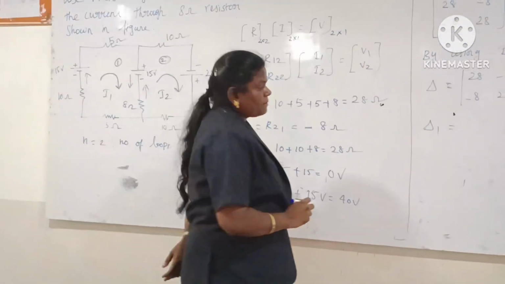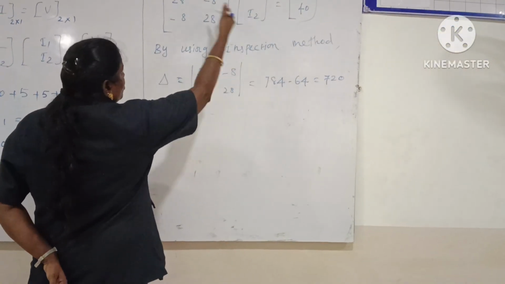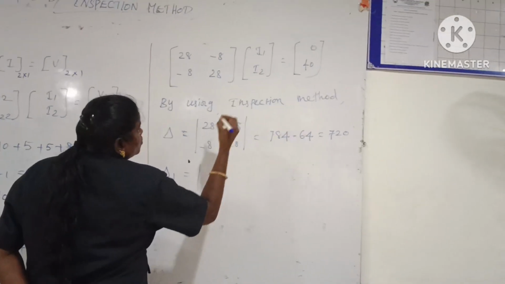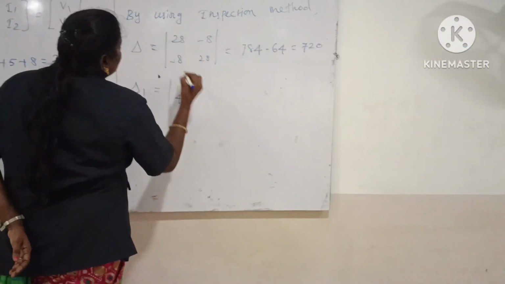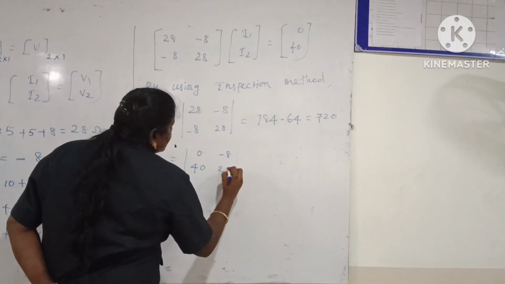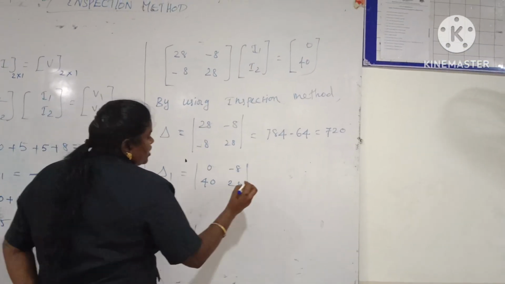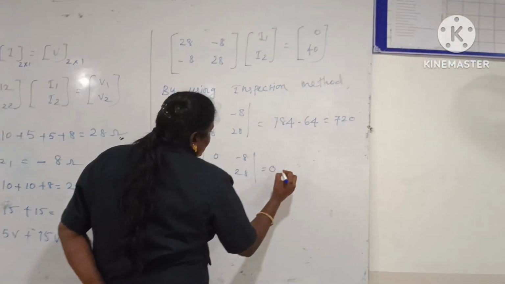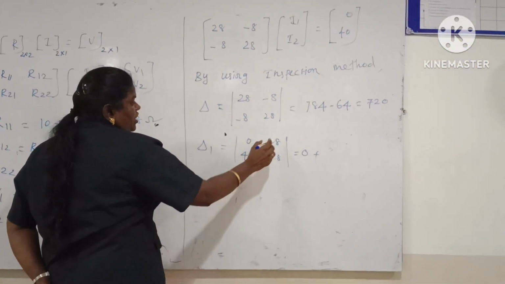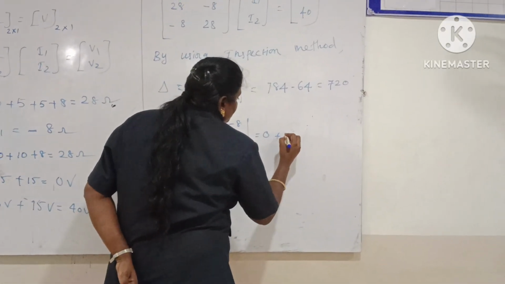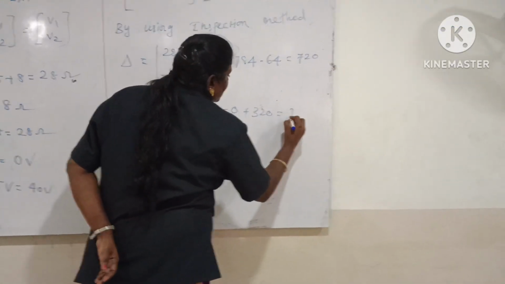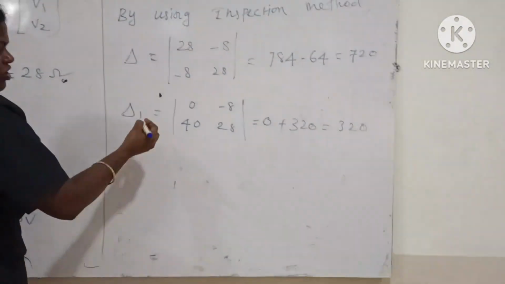For del 1, you have to replace the voltage source in the first column. So 0, 40, then minus 8, minus 28. 0 into 28 is 0, minus into minus plus 40 into 8, 320. So you will get the answer 320 for del 1.